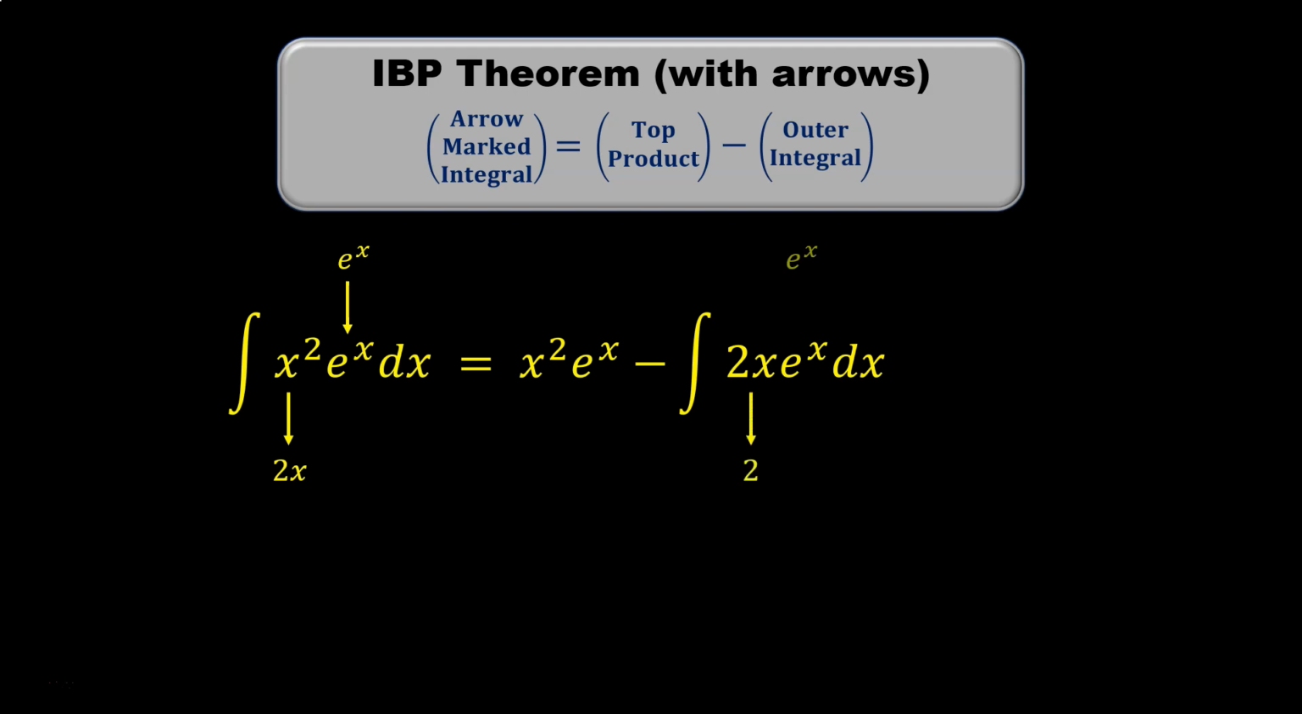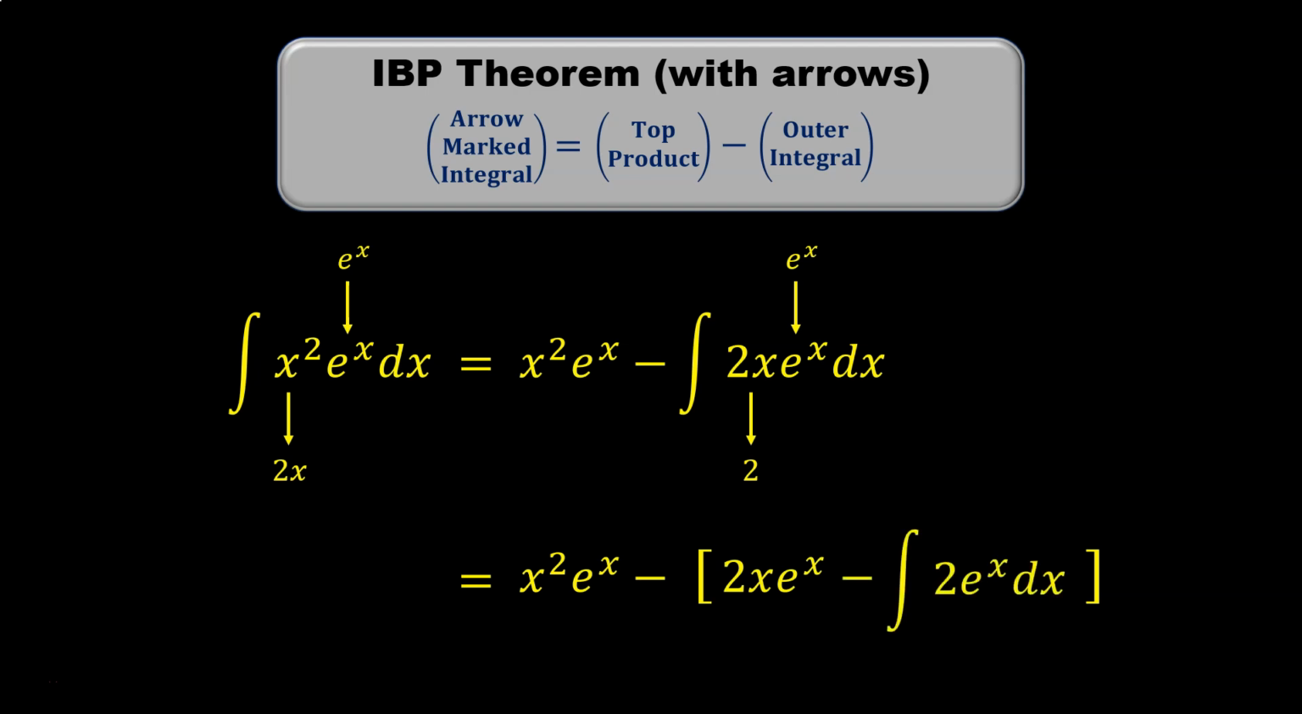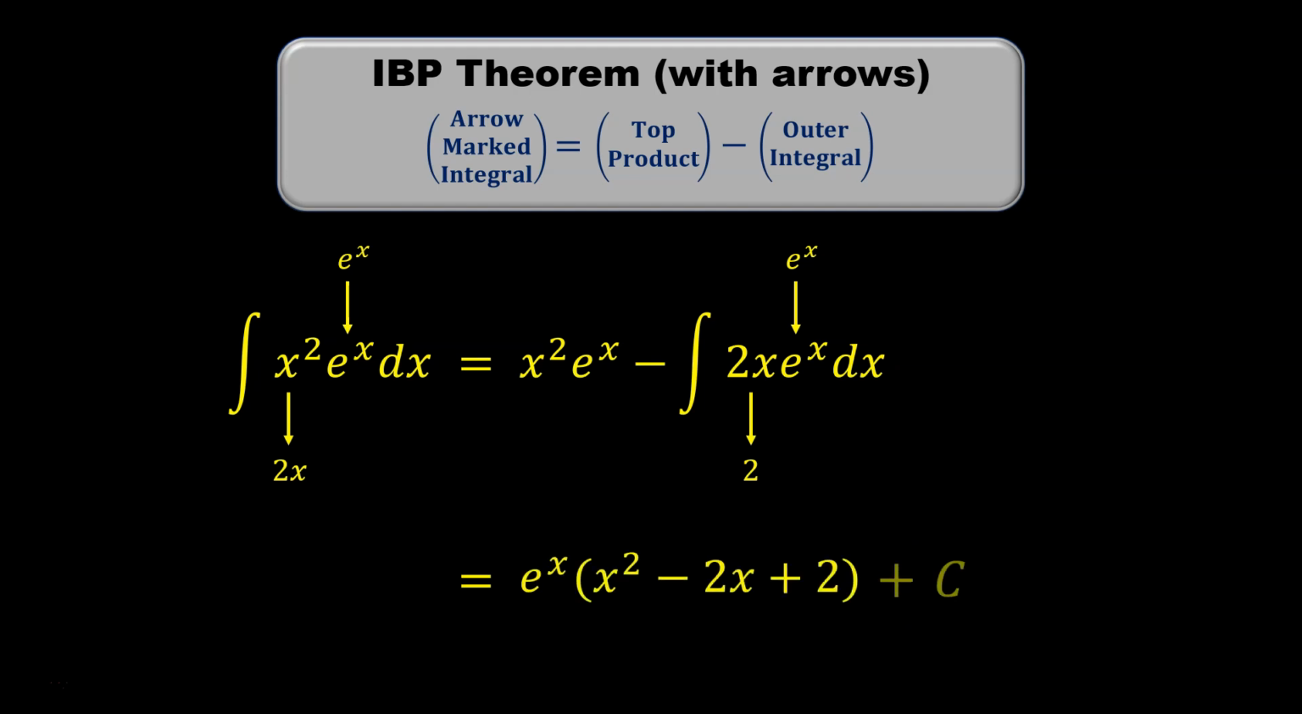Fire your arrows again, of course. Looking at the outer functions here, we see that their product will be easy to integrate, so this will work. Thus, assured of eventual victory, we bring down the first term and set up parentheses to hold the fruits of our labors. This second integration by parts gives us a top product of 2x e to the x, from which we subtract the outer integral, which is the integral of 2e to the x. Of course, that function's integral is itself. Distributing that negative and factoring out the common e to the x, we obtain our answer.